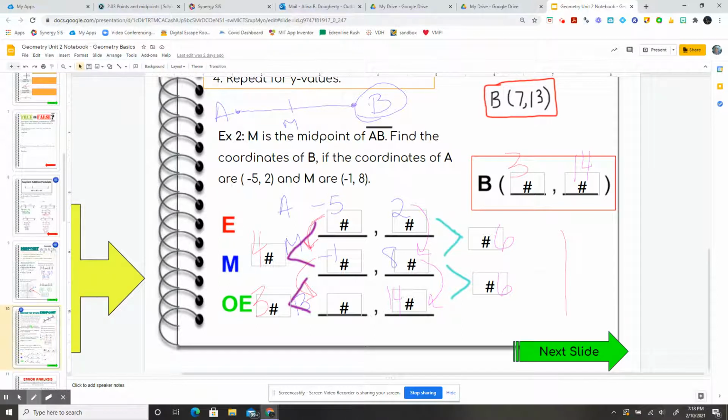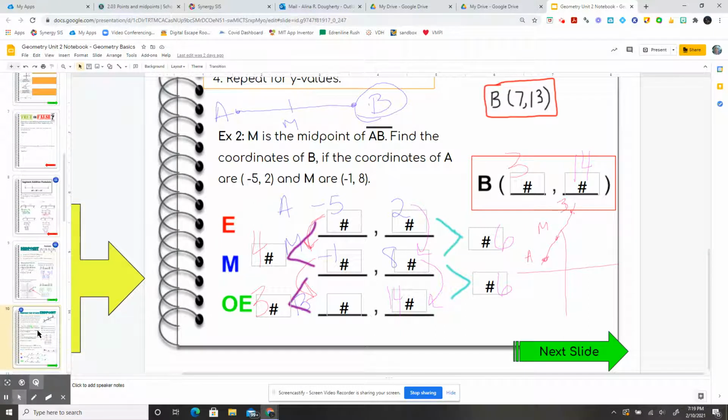You can sketch yourself a little coordinate plane. If I go -5 and 2, that would be my A. And then -1 and 8, that would be my M. And then 3 and 14, that would be my B. And that kind of makes sense. So you can sketch yourself a little graph. You can also open Desmos and check that out too.